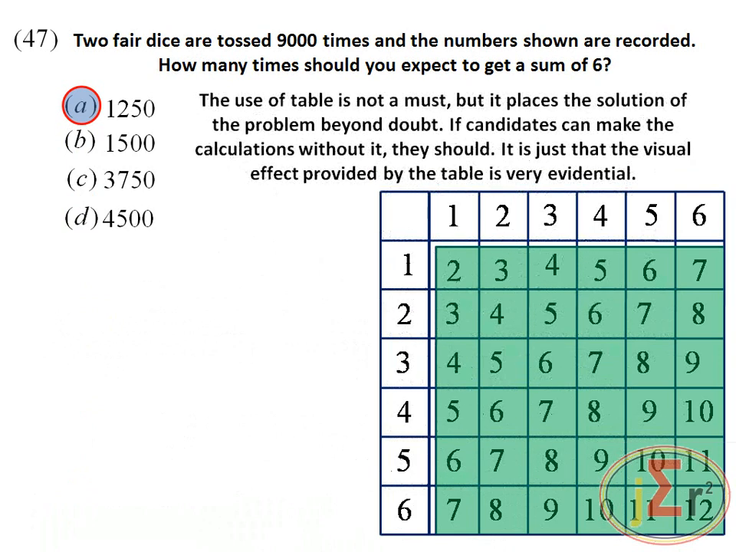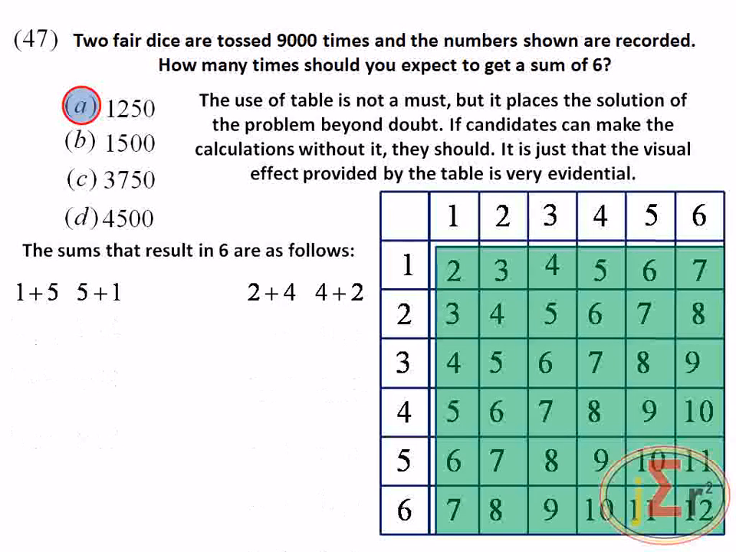The use of the table is not a must, but it places the solution of a problem beyond doubt. If candidates can make the calculations without it, they should. It is just that the visual effect provided by the table is very evidential. The sums that result in 6 are as follows. 1 plus 5, 5 plus 1, 2 plus 4, 4 plus 2.